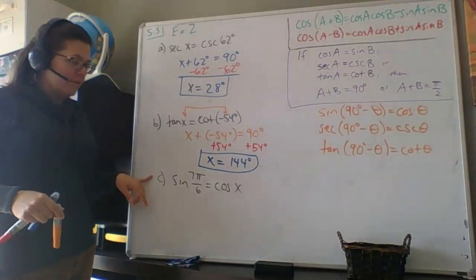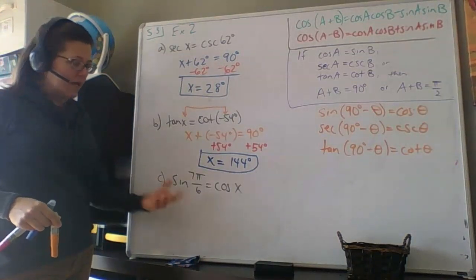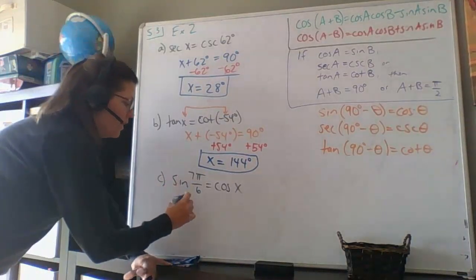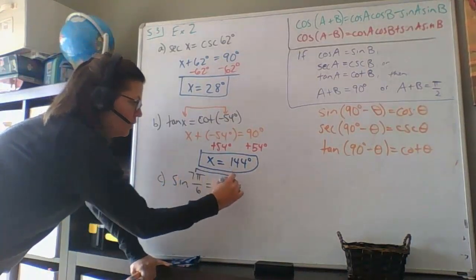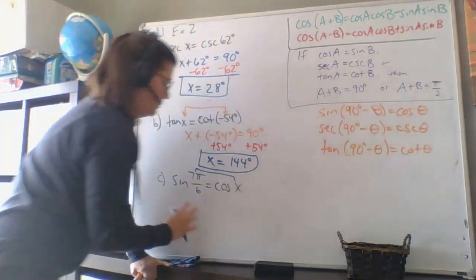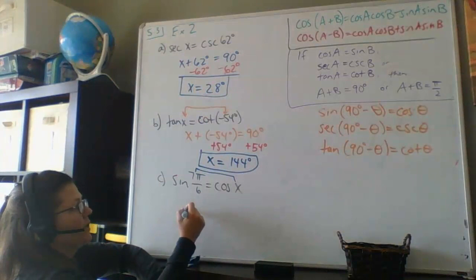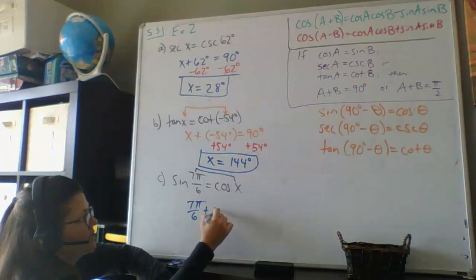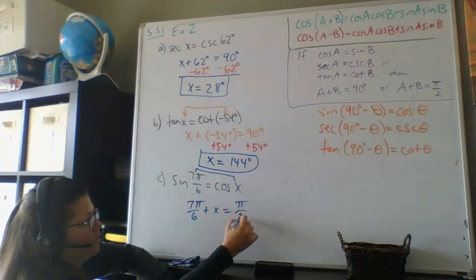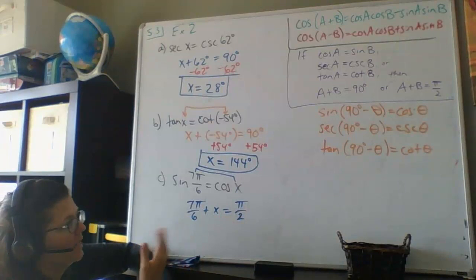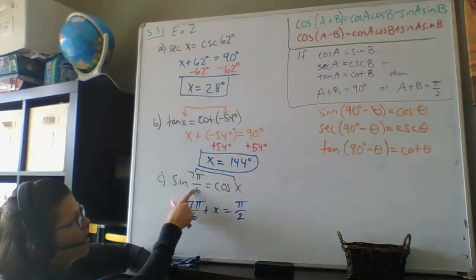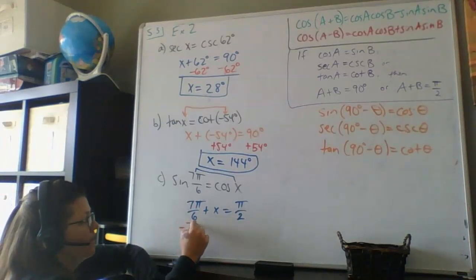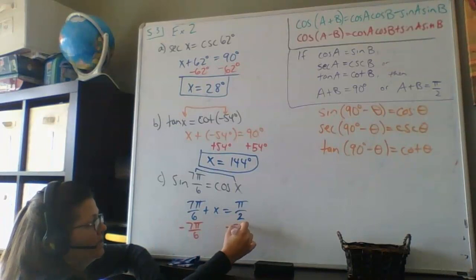C, sine of 7 pi over 6 equals cosine x. Again, we have two cofunctions equaling each other, so therefore the angles must add up to 90 degrees or pi over 2. Since I already have radians, I'm going to state this as 7 pi over 6 plus x equals pi over 2. I'm going to use radians since my original equation had radians in it. Now subtract 7 pi over 6 from both sides.